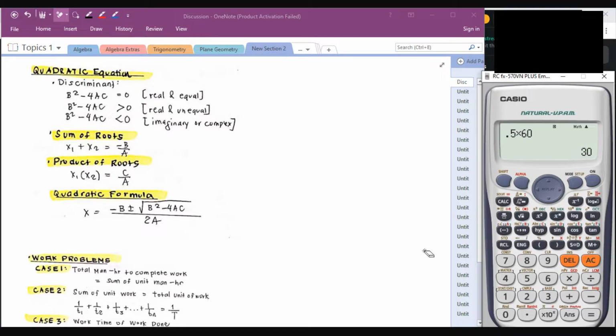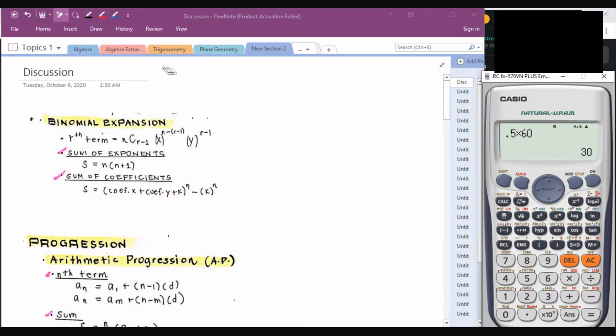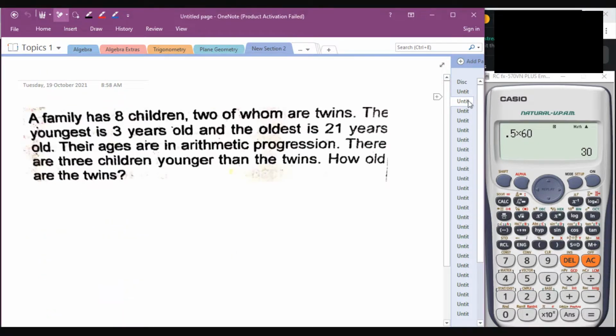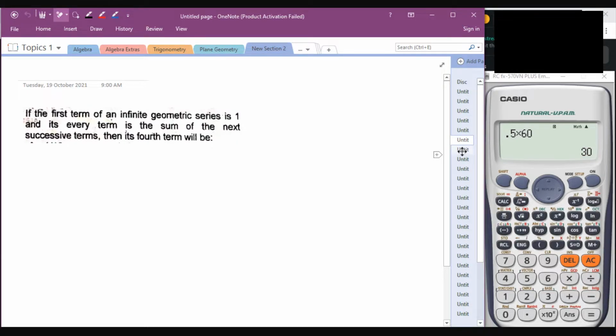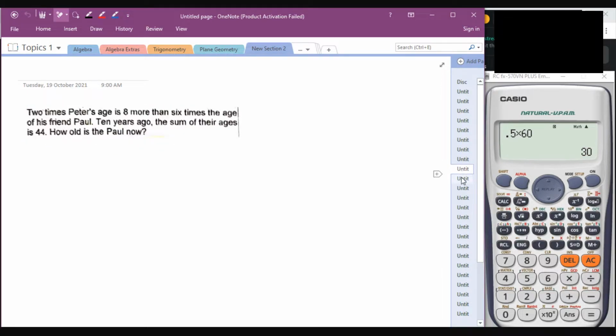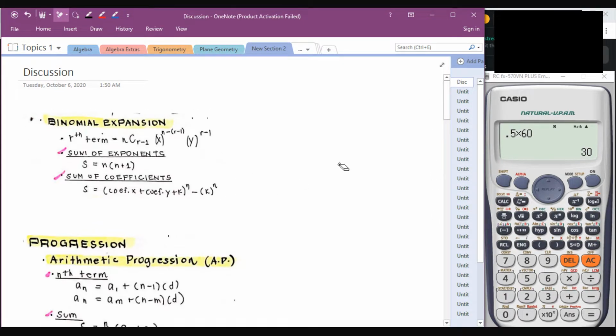Okay, so let us begin with the solving of problems in our algebra. So I have here a lot of problems, but I will just choose from them. Some of it came from my past board review problems. So I will choose one by one, and all of these are worded problems. And I think the time will be sufficient for us to solve it all.